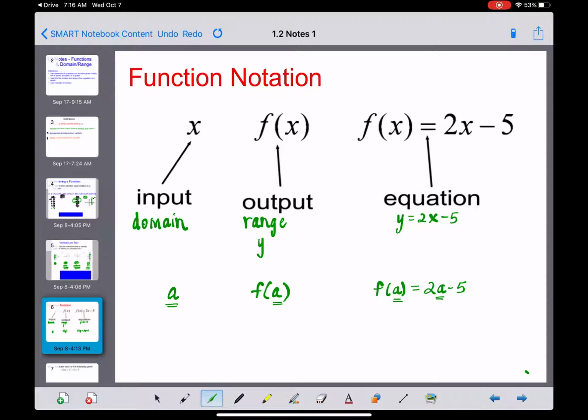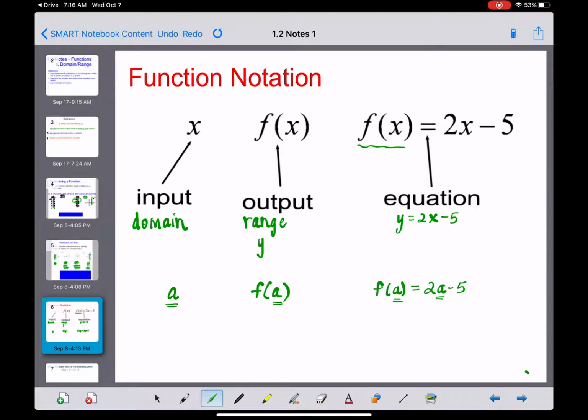So that's how you could tell from a graph if it's a function that we've talked about, a linear function, a quadratic function, a cubic function. Anytime it attaches the word function to it, you could use this function notation. And you also know that it's going to pass the vertical line test.